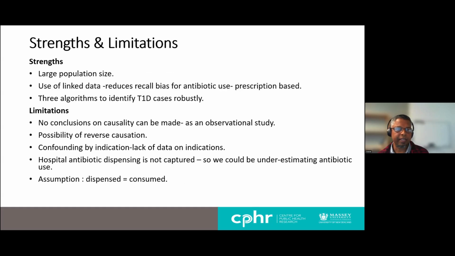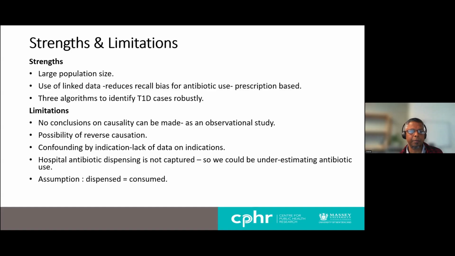Now, in terms of the strengths and limitations, the strength of this study was that we had a large population size because we used the IDI data. So basically, we used the national cohort of those born in that particular period of time. And then also we used linked data, which reduces recall bias of antibiotic use because we did not have to ask mothers, but just depend on the data that was available in the IDI. And we used 3 different algorithms to identify type 1 diabetes cases, so we are certain that we have identified all type 1 diabetes cases.